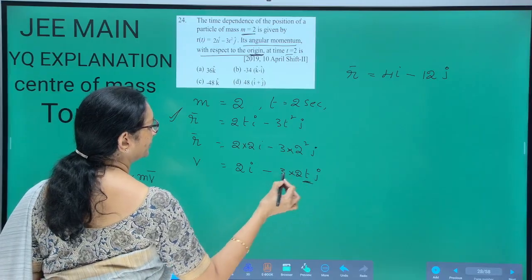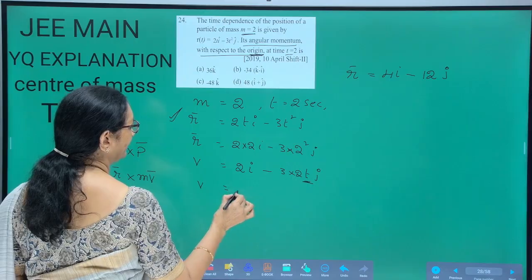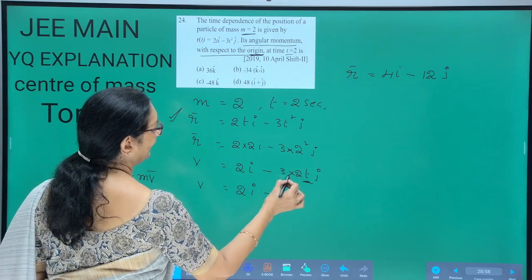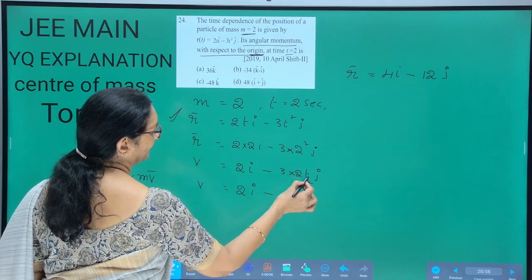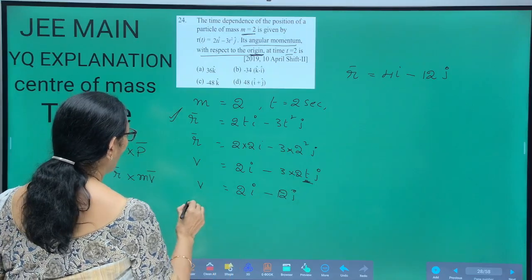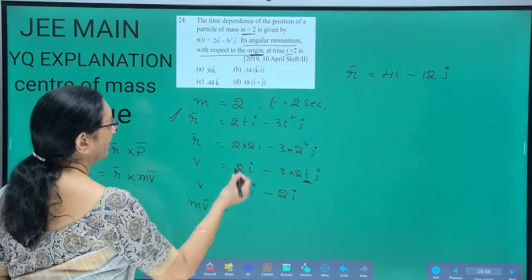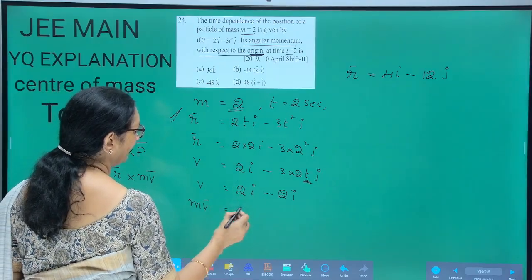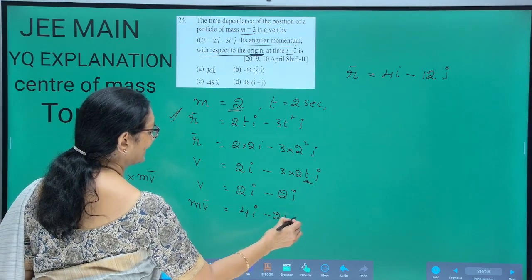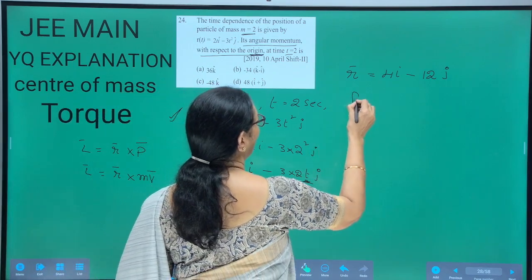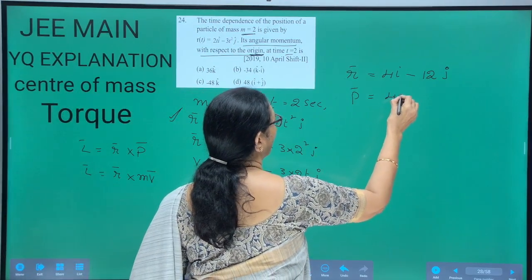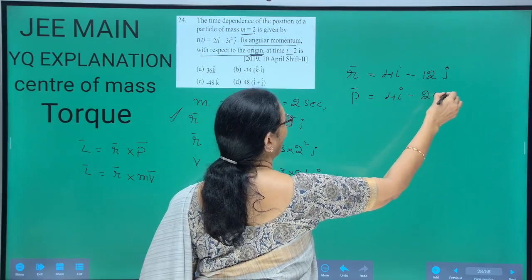Let us substitute 2 in place of t. Then velocity at the end of time 2 is 2i bar minus 3 into 2 into 2, so 4 3s are 12 j bar. So, momentum is mv bar. Mass is given as 2 here, so 2 2s are 4 i bar, 2 12s are 24 j bar. So, linear momentum vector is 4i minus 24 j.